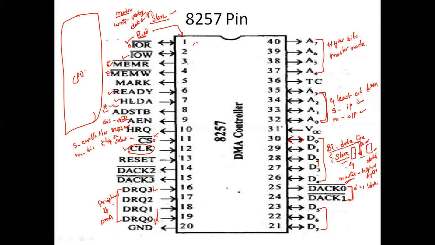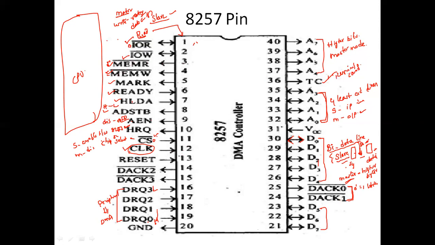And TC we have seen, right? This is the TC. This signal stands for terminal count, which indicates to the peripheral devices the present DMA cycle, and how much count it is going to have. Mark means that when the count has reached 128, it is going to give the mark signal.